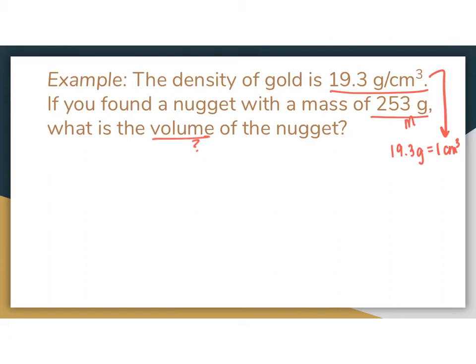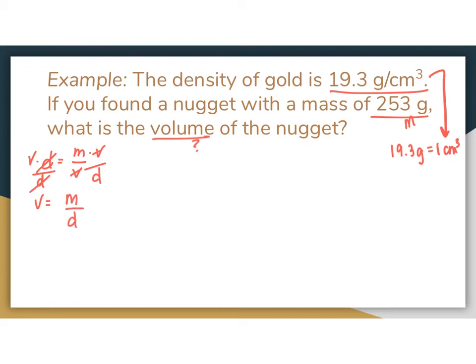So our original equation with density was D equals M over V. But if I have to solve for volume, you can do it 2 ways. You can either multiply both sides by V, and then that cancels out on the right. And then I still have to get V by itself, so I would divide both sides by D. So this one cancels out. Volume is equal to mass over density.